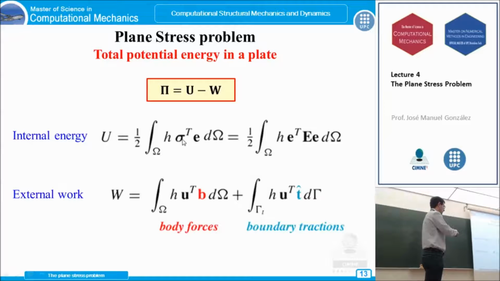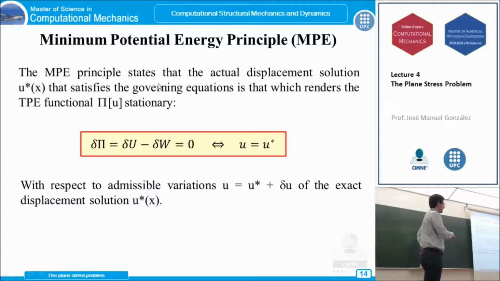So this external work and this internal energy lead us to the minimization of this total potential energy, which is calculated in the same way. This principle states that the solution of the problem satisfies these governing equations when this total potential energy gets a stationary form. So we must get these displacement values which render this delta equal to 0. So we want this variation equal to 0, and the displacement function which gets this variation equal to 0 is the solution of our problem.